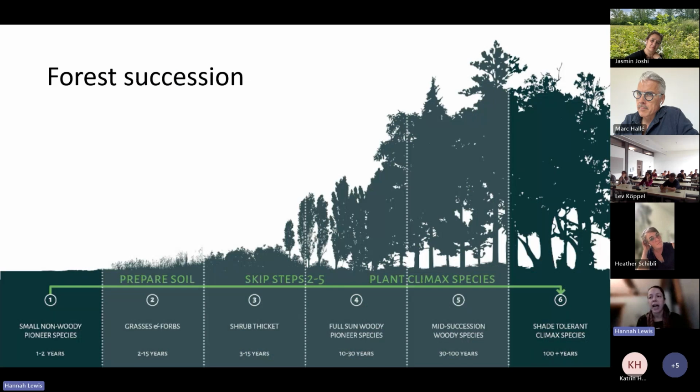So I mentioned climax forest species, and those are the shade-tolerant plants that grow in at the end of the period of natural ecological succession. This picture here is a timeline, and it starts on the left. It's about 100 or several hundred years, depending on what forest community you're talking about on the planet. But it starts on the left with bare ground.